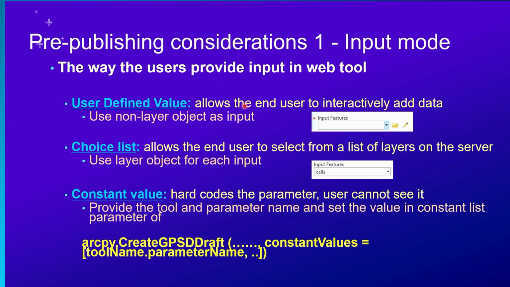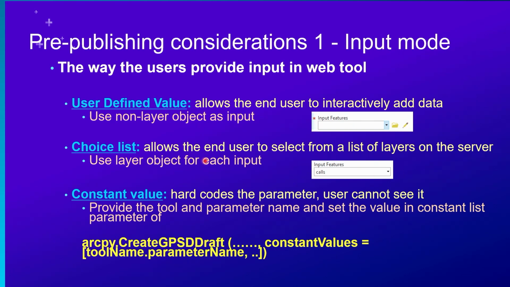So the first one is user-defined. That means the user provides their own input for the web tool. So when you run the tool, if the feature input is a feature set, a service, or a feature class, after it's published, the input mode is going to show as user-defined.